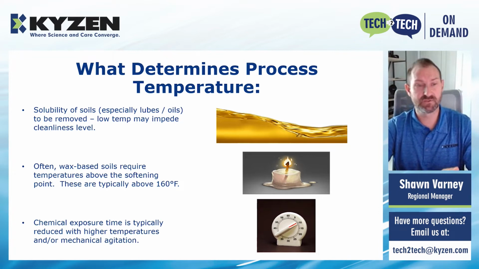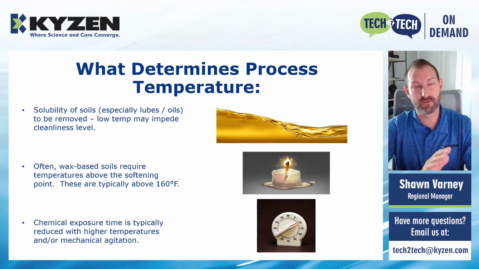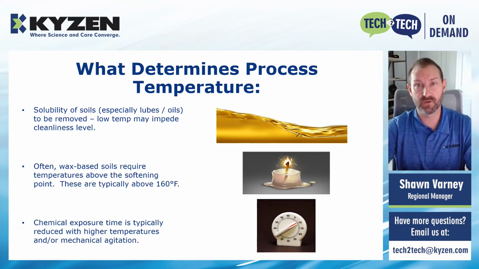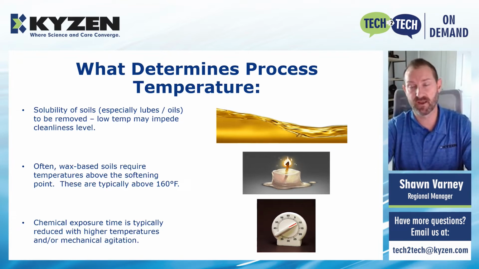Often wax-based soils require temperature above their softening point. Usually that's around 160 degrees. With that, you would have your CP products, your corrosion prevention, or your RP products, rust prevention products are wax-based. To remove those before maybe painting or whatnot, you would have to get those cleaned off at a higher temperature.